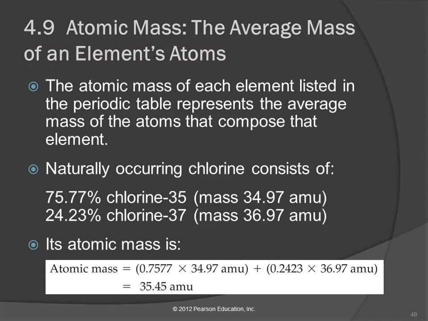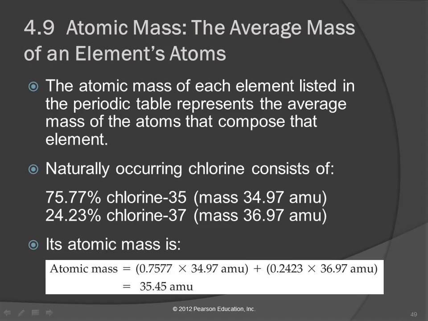Chlorine has two naturally occurring isotopes, chlorine-35 and chlorine-37. The mass of one atom of chlorine-35 is 34.97 atomic mass units, and for chlorine-37, it's 36.97 atomic mass units. Remember we said that a proton was just over 1 atomic mass unit, and a neutron was just over 1 atomic mass unit. So they're roughly 1 each. So chlorine-35 weighs about 35 atomic mass units. Chlorine-37 is close to 37. 75% and about 24%.